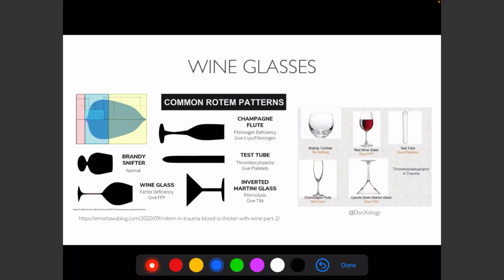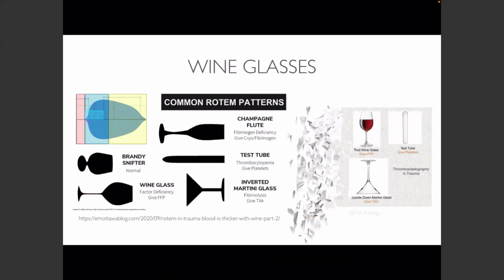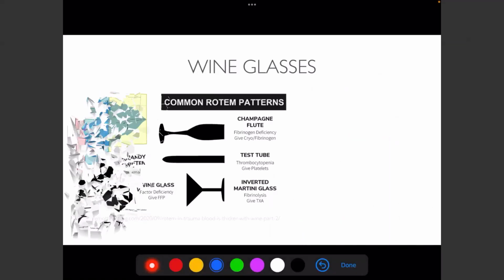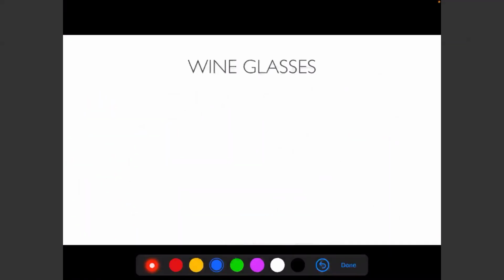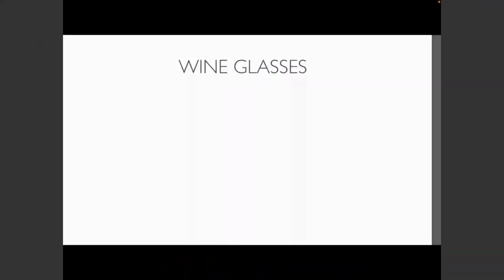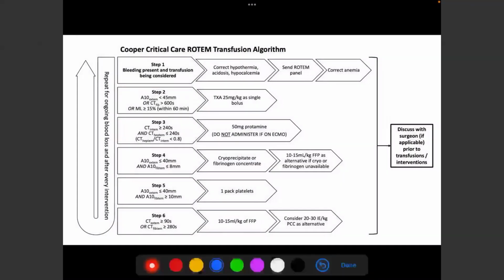And I'll show you Cooper's protocol in a second, but again, there's all these things that you can find that'll say like, if it's this wine glass, give this, if it's this, give that. But so this is Cooper's transfusion algorithm. I didn't want to talk too much about algorithms because I'd prefer if you just knew what to order based on understanding. But it is there if you forget and can't think of what to order. I think it's on the Pulse page, if you go to Pulse and search for it, it should come up.